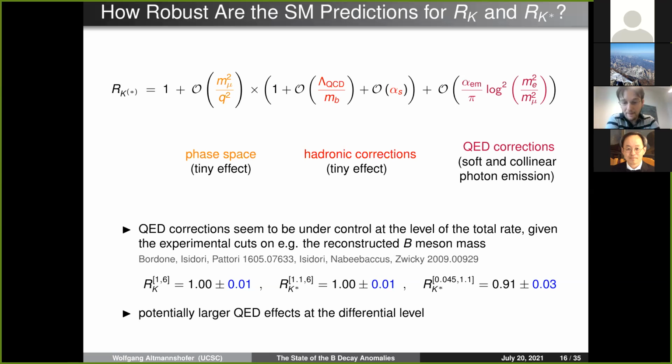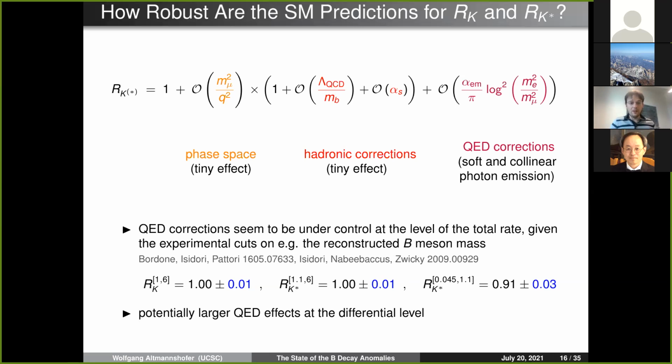May I ask you a question? Sure. Another question. So, how can I understand that hadronic corrections are always multiplied by mu squared?